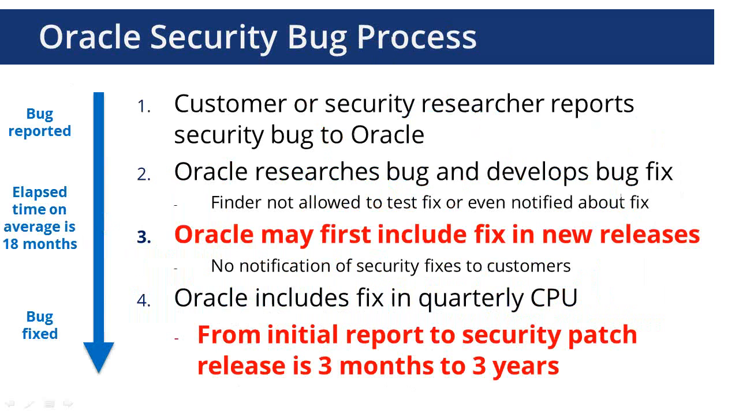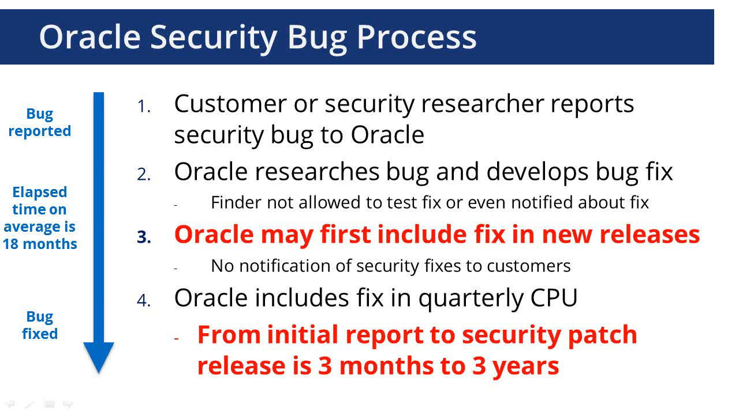So one of the things that people don't really understand about the security bug process at Oracle is how it works internally. Well, the obvious one is someone finds a security bug. It's either a customer or a security researcher like Integrity, and it's reported to Oracle. Oracle researches the bug and develops a fix.